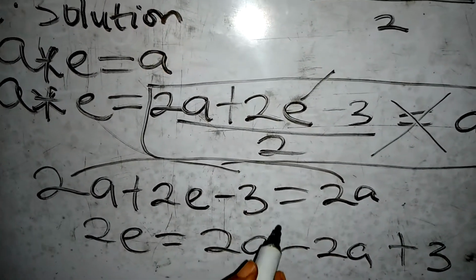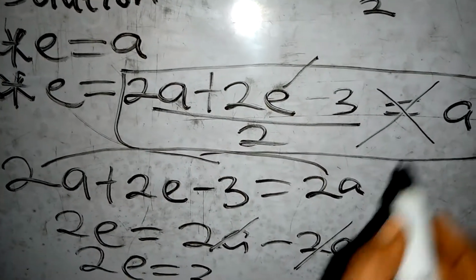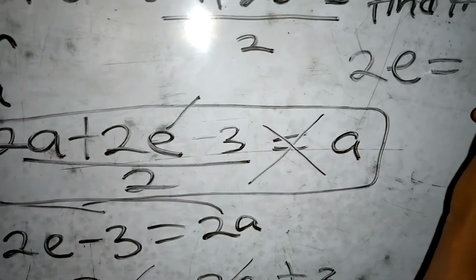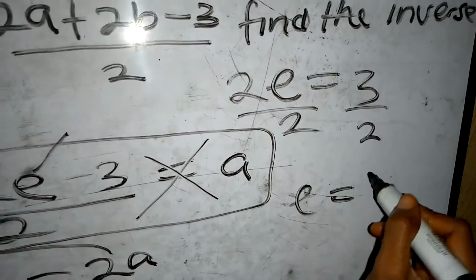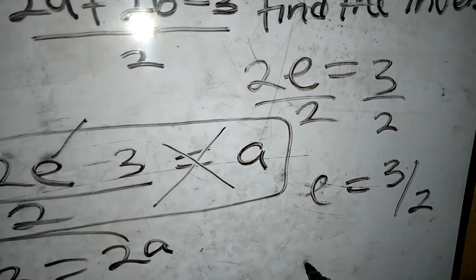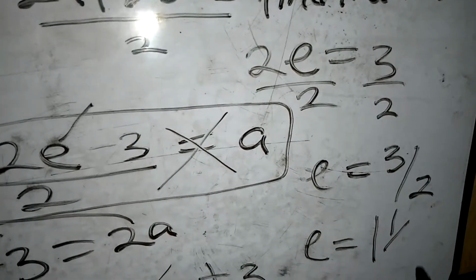So 2A minus 2A is what? 0. So 2E equals 3. Divide both sides by 2. E equals 3 over 2, which is 1 whole number and 1 over 2.